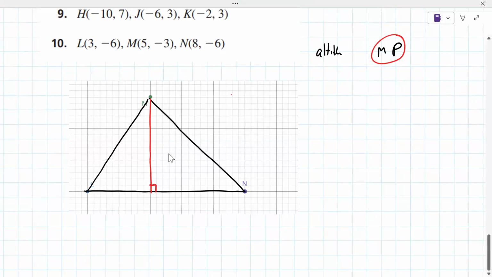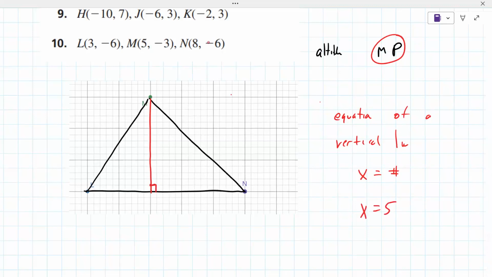Now, if you were to write this equation, do you remember the equation of a vertical line? So it is x equals a number. Okay. So it's x equals, and it's whatever the x value is along here. What is the x value along here? You'll have to use the coordinates to figure that out. 5. X equals 5. Okay. So you're not going to get that on a test or quiz because it's way too easy. But that is the idea.